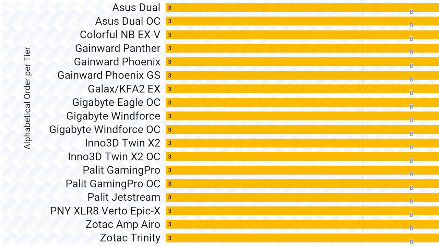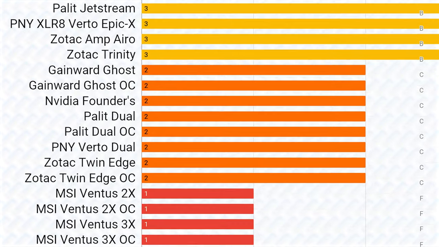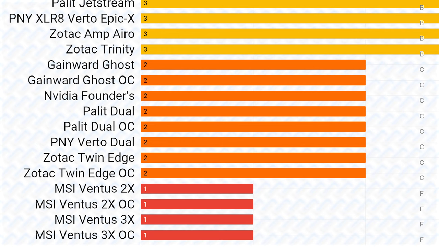Now the last of the usable cards, the C tier. These cards are basic dual fan designs with reference VRMs and low power limits. Quite surprising to see the Nvidia Founders here after seeing how try-hard the RTX 4080 and 4090 Founders Editions were. These cards will work just fine for default settings as long as you're not too worried about temperatures or noise levels.